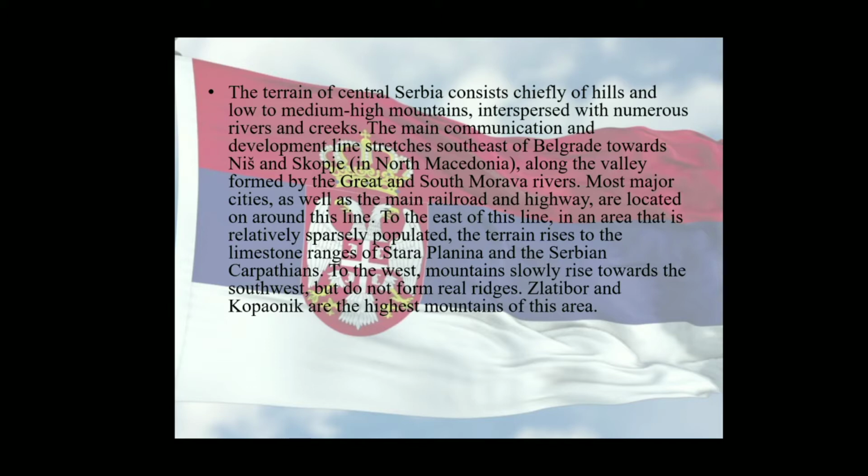To the east of this line, in an area that is relatively sparsely populated, the terrain rises to the limestone ranges of Stara Planina and the Serbian Carpathians. To the west, mountains slowly rise towards the southwest, but don't form real ridges. Zlatibor and Kopaonik are the highest mountains of this area.